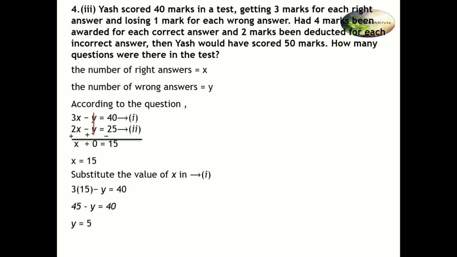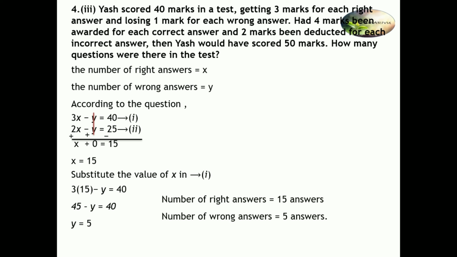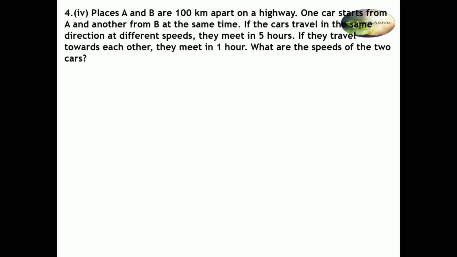Now we found the x value and y value. x, the number of right answers, is equal to 15. y, the number of wrong answers, is 5. Therefore the total number of questions is 5 plus 15, which is equal to 20. Let me go for the fourth sum.